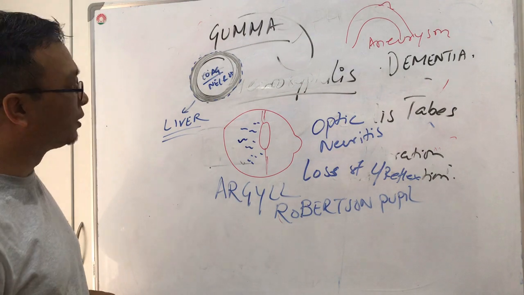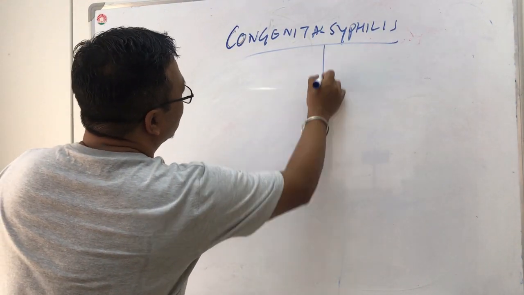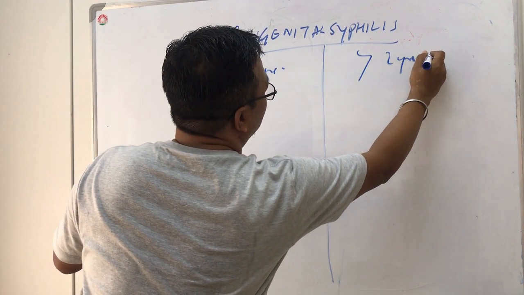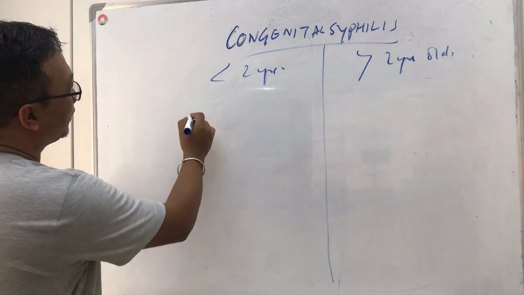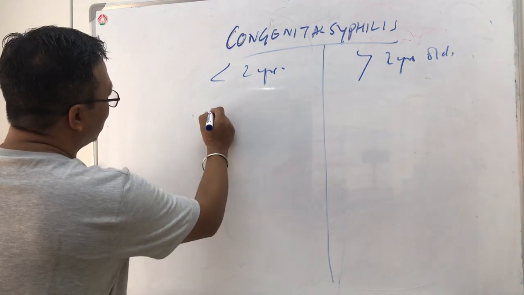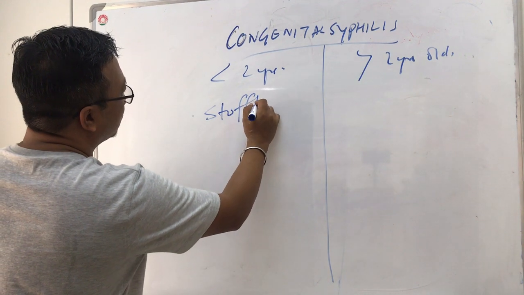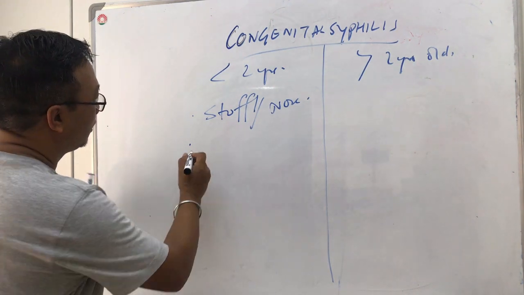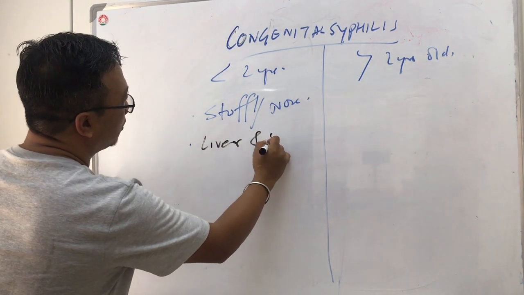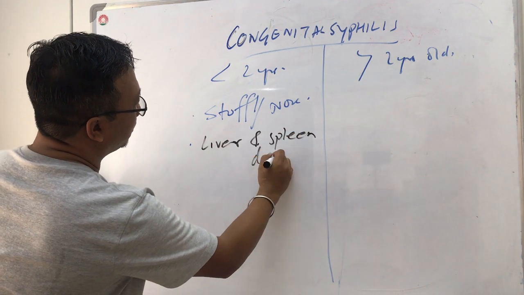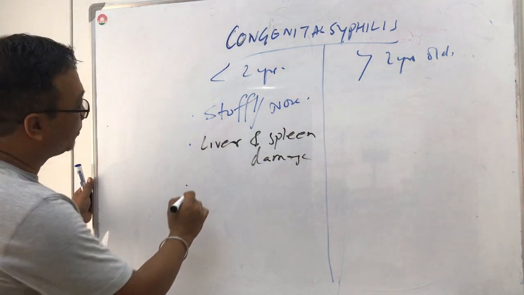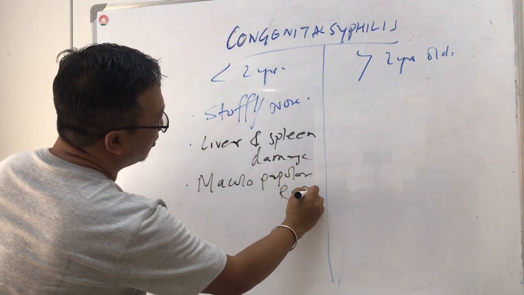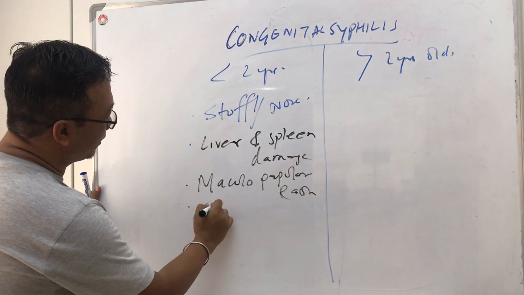Then what are the features of congenital syphilis? It can also be of two types, when the baby is less than 2 years old or more than 2 years old. In babies less than 2 years old, they can have a stuffy nose, always blocked because of the presence of spirochetes. There can be liver and spleen damage, and also a maculopapular rash, plus signs of optic neuritis.